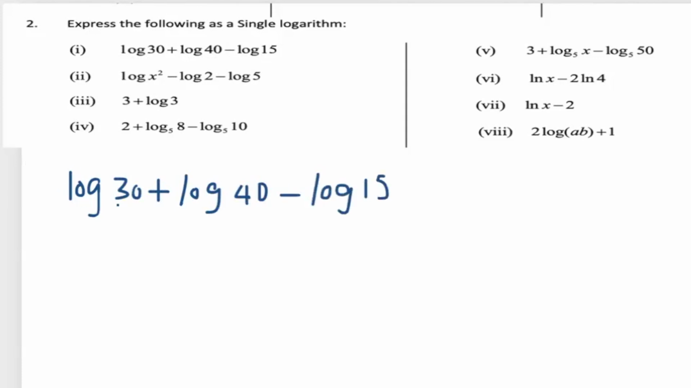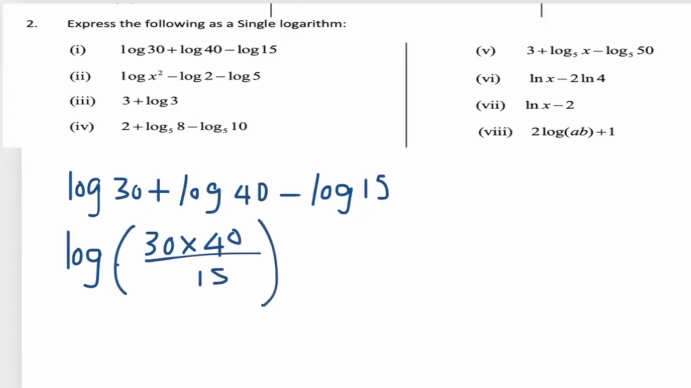In this case, when we add, we multiply, and when we subtract, we divide. So you can write the log once, and because adding means multiplying, we would have 30 times 40. And subtraction means division, so that means the 50 would be in the denominator. Now you could multiply 30 times 40, then divide it by 50, or if you prefer, 50 into 30 goes... so I'll have log 24.